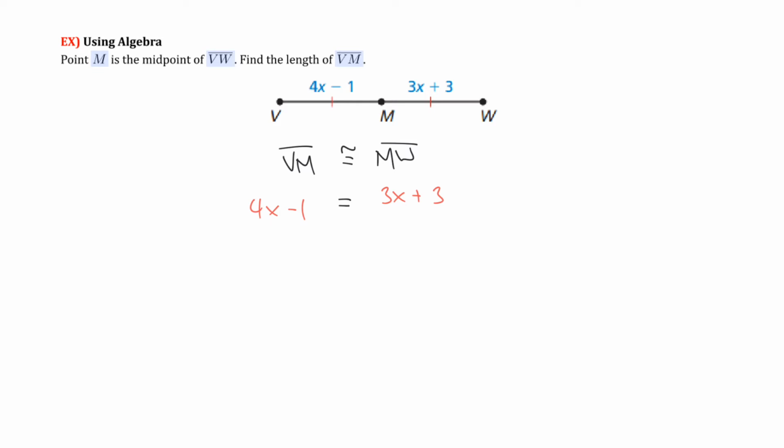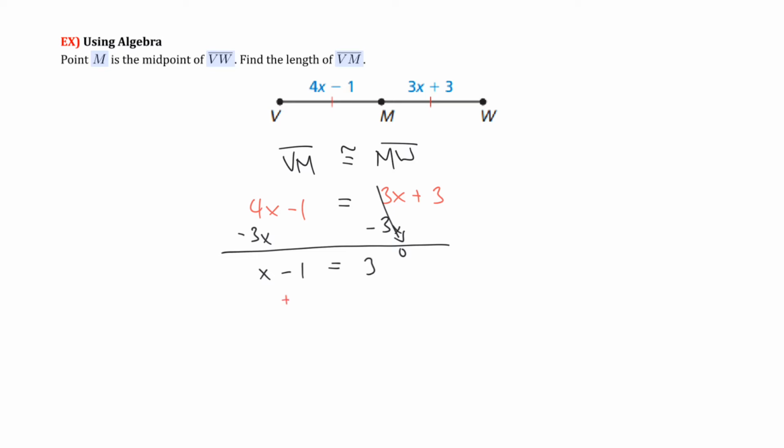From here, we're going to use regular old algebra to finish solving. I notice that I have x's on both sides of the equation, so I'm going to pick the smaller one to move to the other side. Because it's a positive 3x, I'm going to subtract 3x on both sides. 4x minus 3x gives me 1x. Minus 1 is equal to, this becomes 0, and I'm just left with a 3.